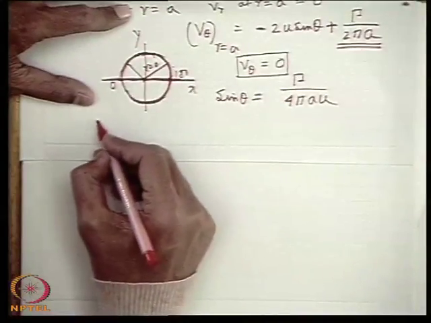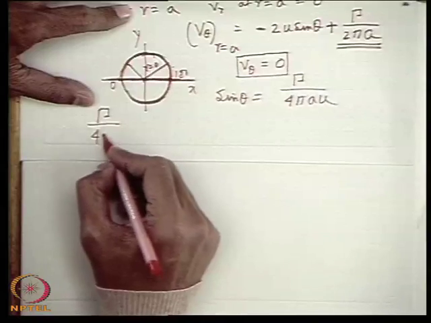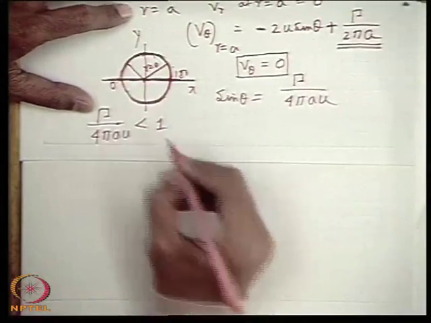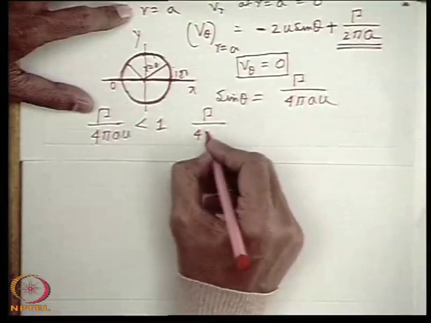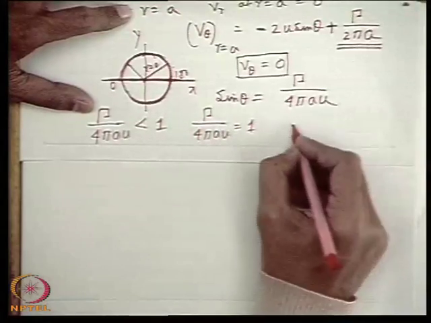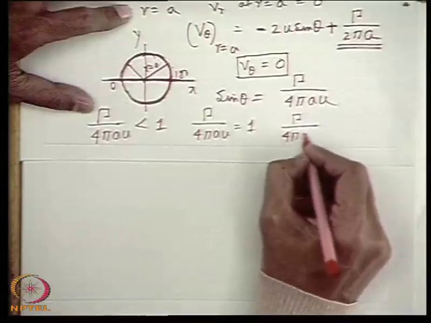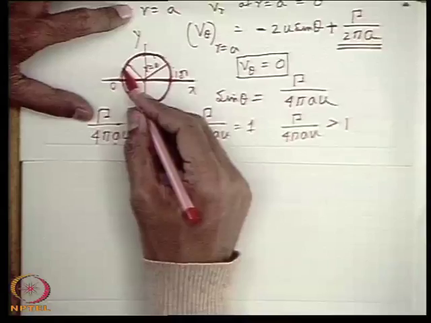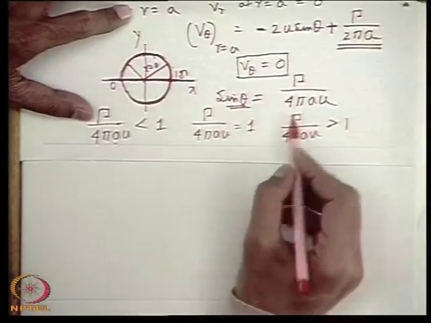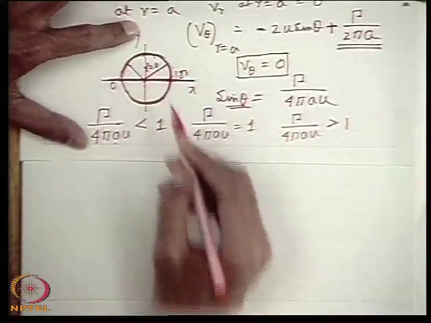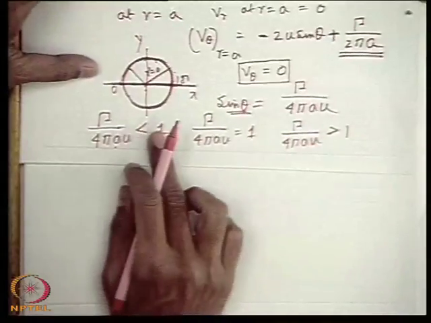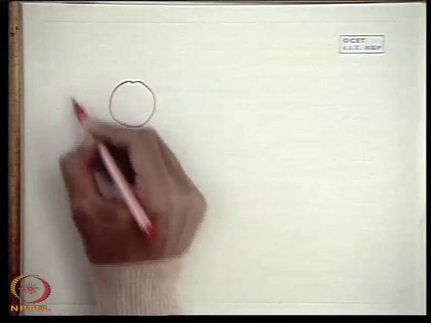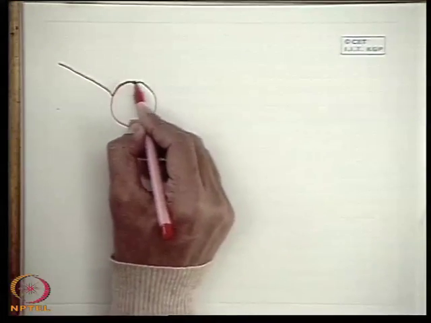So there may appear three conditions. When gamma by 4 pi a u is less than 1, when gamma by 4 pi a u is equal to 1, and when gamma by 4 pi a u is greater than 1. Now if it is less than 1, it will occur on the cylinder surface, because sin theta is defined for values up to 1, and it will be displaced up. That means this is the case when gamma by 4 pi a u is less than 1. So the streamlines will be like this. So this will be the stagnation point.